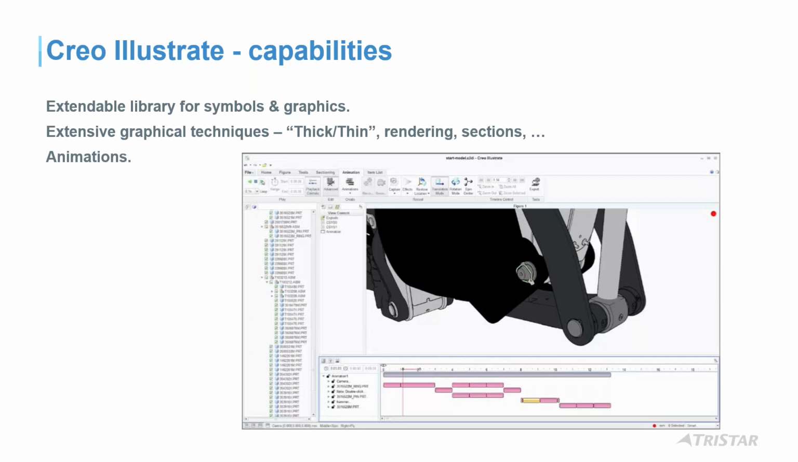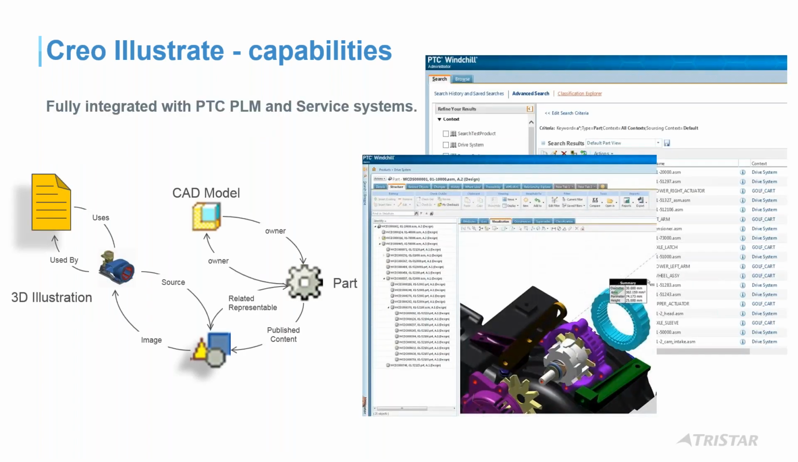It also includes the ability to do animations, and you can save these animations either in a format that can expose it in your PLM tool, or you can save it as a movie file. So you can take it and expose it out into MP4, Windows movie format, and share it with others. We'll see how it's also integrated with PLM software and service systems within the PTC ecosystem or others.